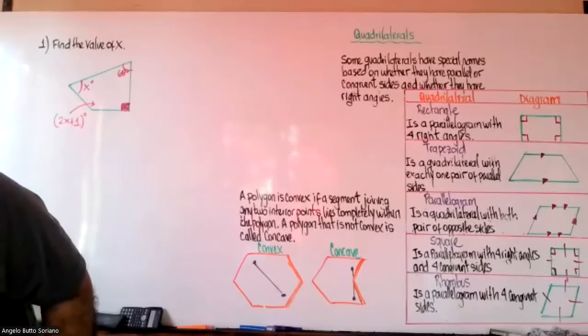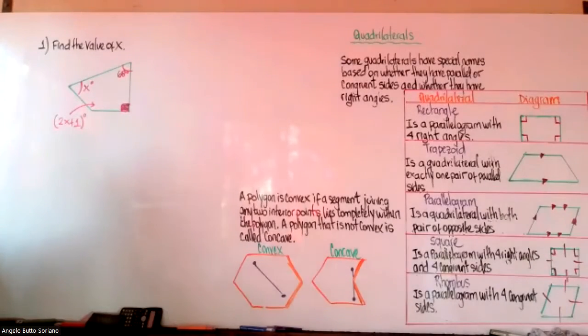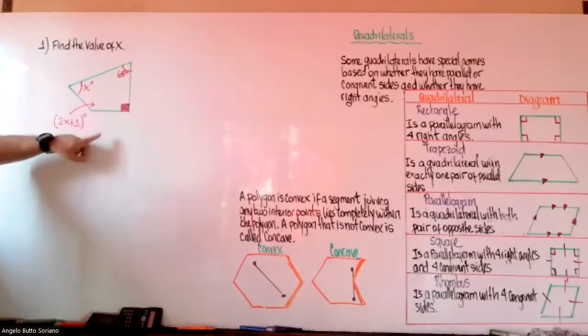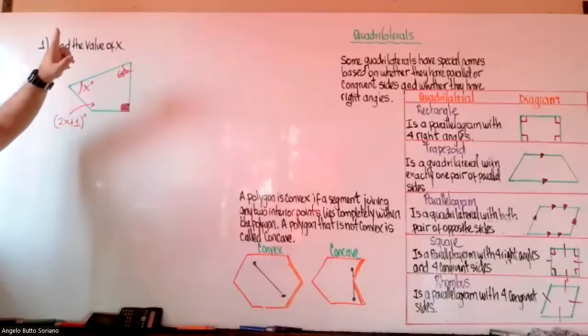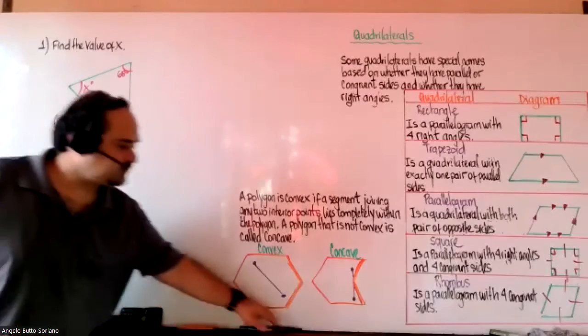Okay, continue. In this first example, we must try to look for the value of x. As soon as you count the number of sides of this polygon, we have 1, 2, 3, and 4 sides. Obviously, this is going to be a quadrilateral.